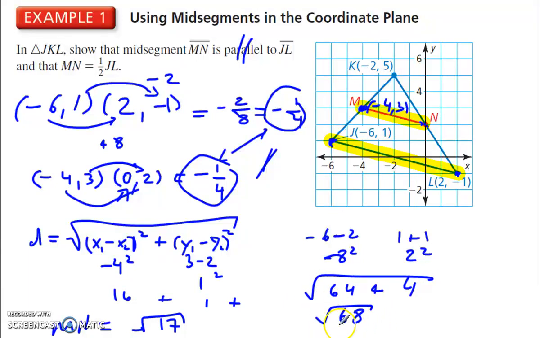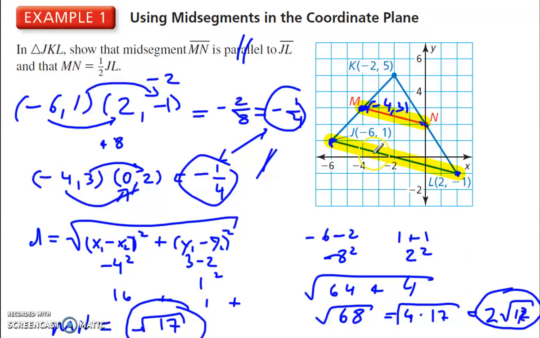Alright, now, we can split this up a little bit, and that's actually 4 times 17. And I can find the radical of 4, which gives me 2, and radical 17. Like so. So, notice that this segment is √17, and this is 2 times √17. So JL is 2 times MN, which makes MN half of JL. There we go.